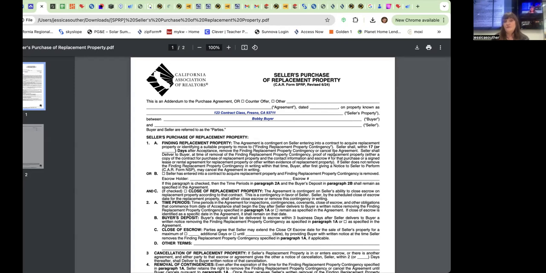Okay, there's two of them though in this form. It also states not only do you need to remove that contingency, you need to provide proof. So the proof is either a copy of the contract for purchase of replacement property, or the contact information for escrow, or a signed lease or rental agreement. Okay, so you also have to prove that you found a place. So there's two things: you have to remove that contingency and provide proof to the buyer's agent. Any questions on that?